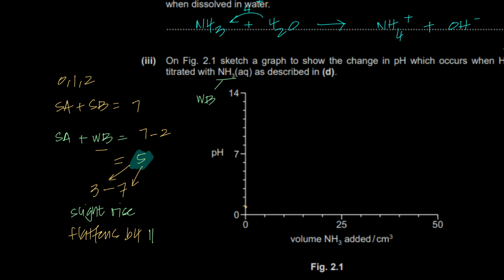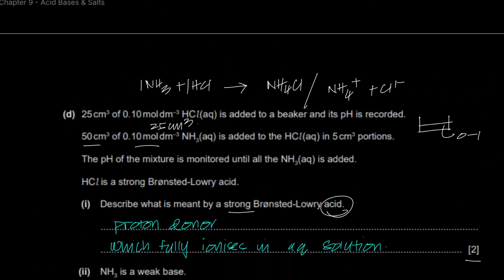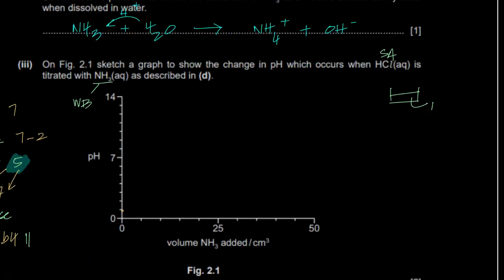It won't go beyond 11, right? So this is the idea of the entire sketch, and we are going to draw it. And remember, where would the vertical section form? Right here at 25 cm3, because we already deciphered that. Although he's adding 50, and we will also add 50, don't worry, because he's added all the NH3. So we're going to add 50 cm3 of NH3, but the vertical section is going to form right here.